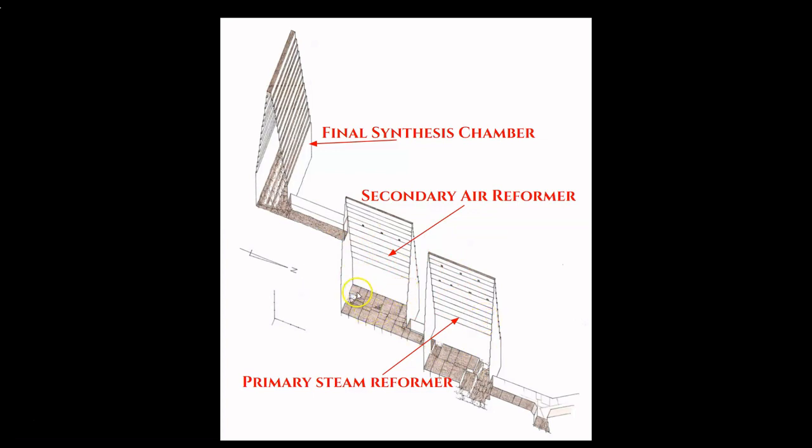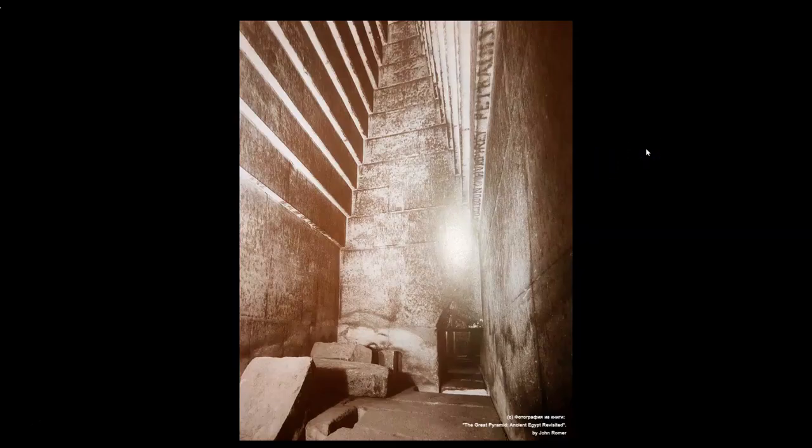So the second thing to take note of are the large holes in the floor of your secondary air reformer and your primary steam reformer. You'll see a large hole indicated here on the southern wall of the secondary air reformer, and two large holes indicated here in your primary steam reformer, one here directly below the connecting shaft, and one here in the center of the chamber. I believe that these are the drainage and fill shafts that were utilized to manipulate the water level inside of these chambers, but we will get to that in just a moment. So now that we have a thorough understanding of the components and the configuration of the Red Pyramid, let's go ahead and proceed with an explanation of that animation.